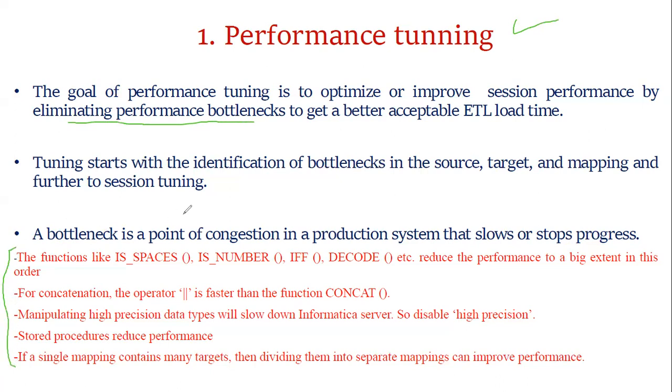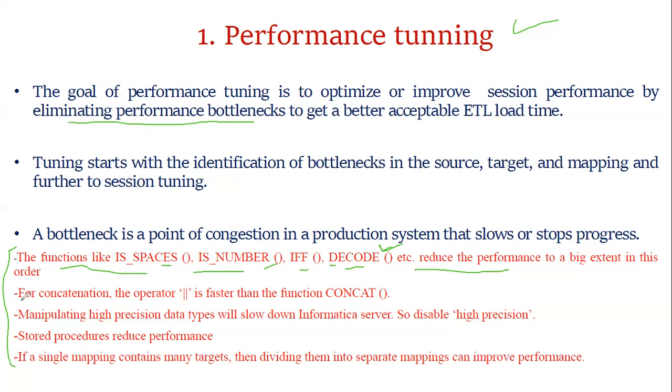So what are these different kinds of bottlenecks? As I said, bottlenecks are present at different points in your mapping or transformation. For example, in the expression transformation, there are inbuilt functions like IS_SPACES, IS_NUMBER, IIF and DECODE. These are considered bottlenecks because the performance gets reduced. If you utilize these functions in your expression transformation, the ETL load time will increase. So whenever possible, we should avoid using these functions in order to achieve performance tuning.